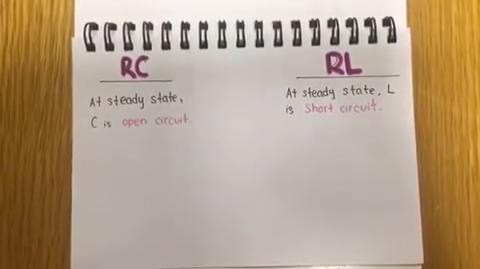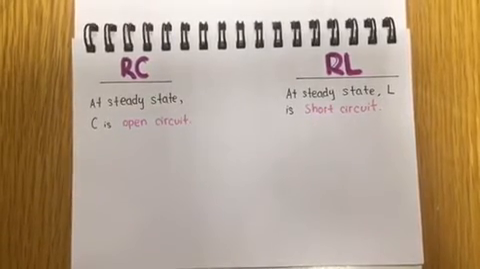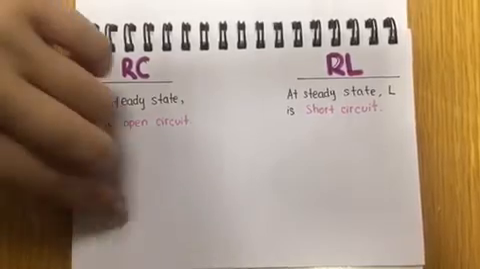For RC, at a steady state, C is an open circuit, and in RL, at a steady state, L is a short circuit.